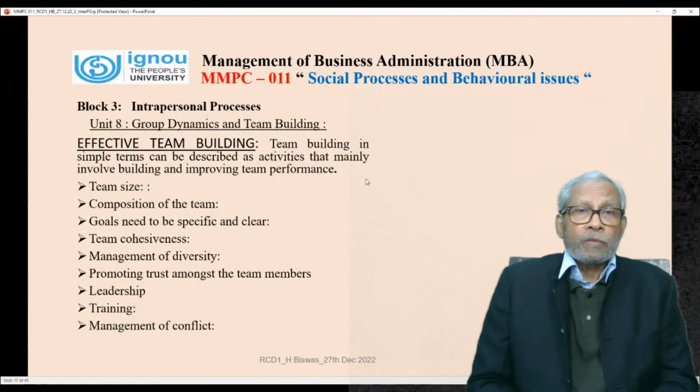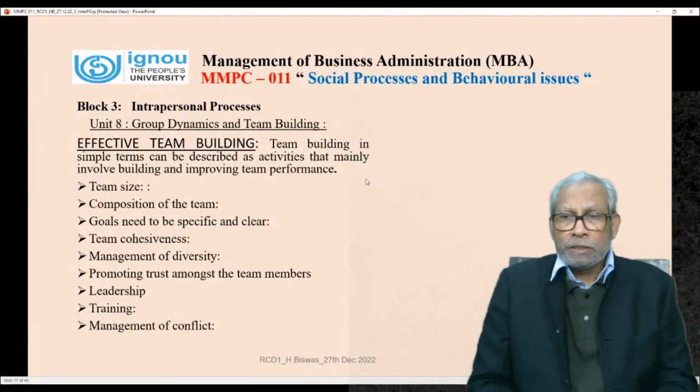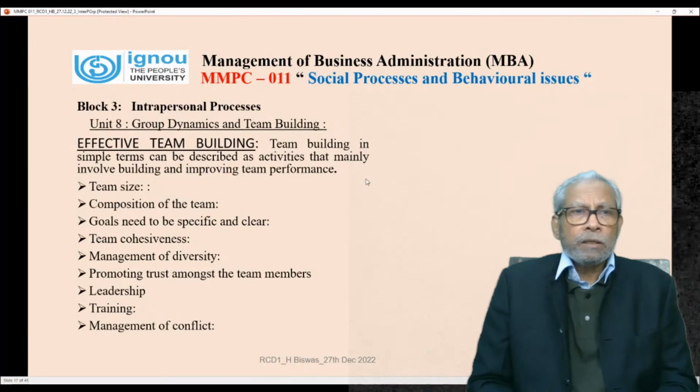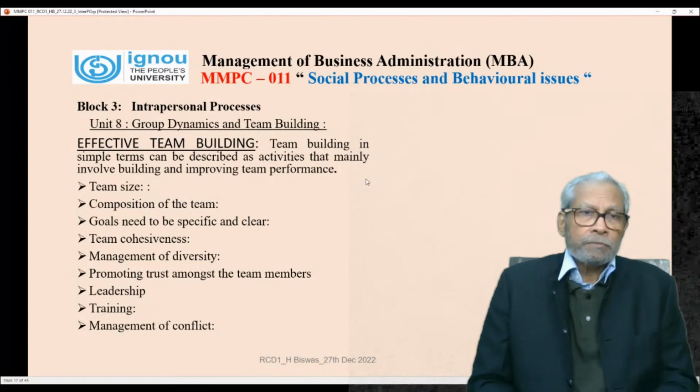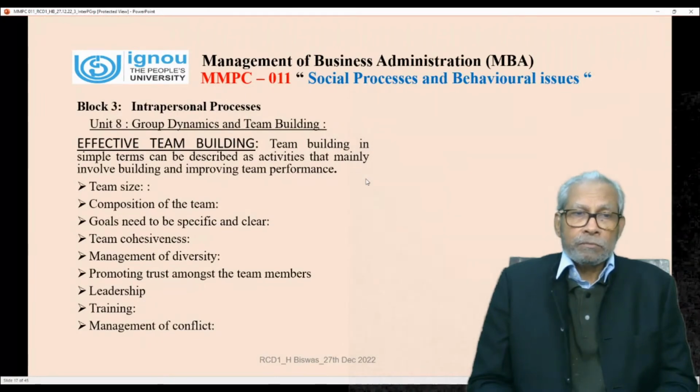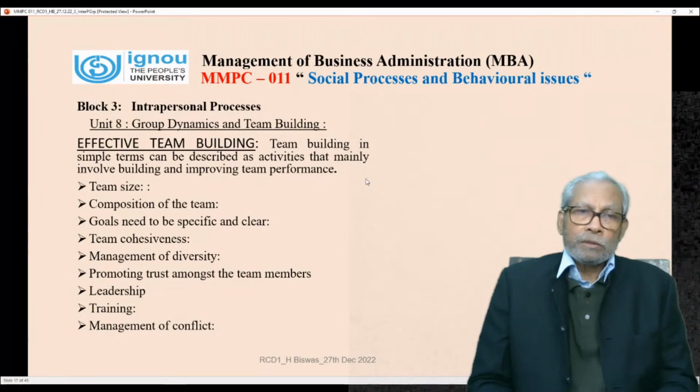Now, effective team building. Team building in simple terms can be described as activities that mainly involve building and improving the team performance. Team size is important. Then composition of the teams. Again, goals need to be specific and clear. What are the goals or vision, or you can say the objectives, has to be specified. Team cohesiveness again comes into this picture. Management of diversity, because there are different age groups, male, female, gender, and different cultural background employees within the team. So you have to manage all these things.